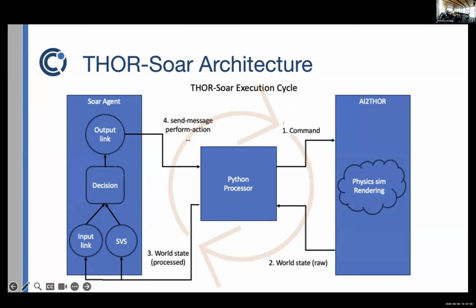And what happens is we give Soar the current world state on its input link and also on SVS. Soar runs some decision cycles and updates the output link. And if that output link says, I need you to move forward, or I need you to open the microwave, or whatever it might be, then that gets passed through the Python processor, goes to AI2-THOR, world state is updated, passed back to Soar, and so on. That is the event loop that we have in this program.